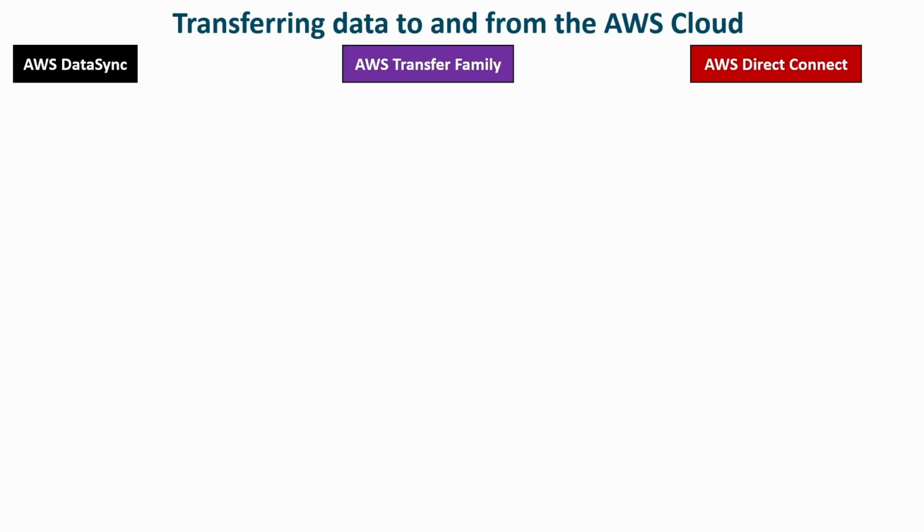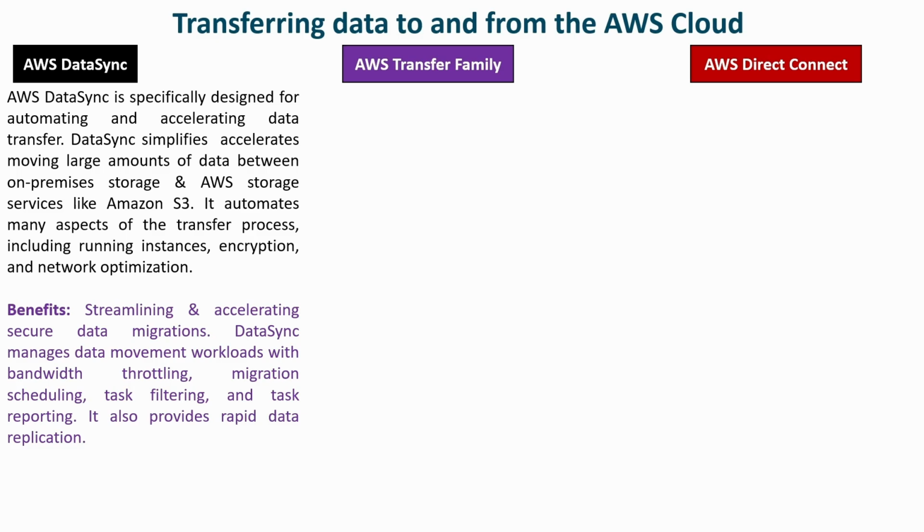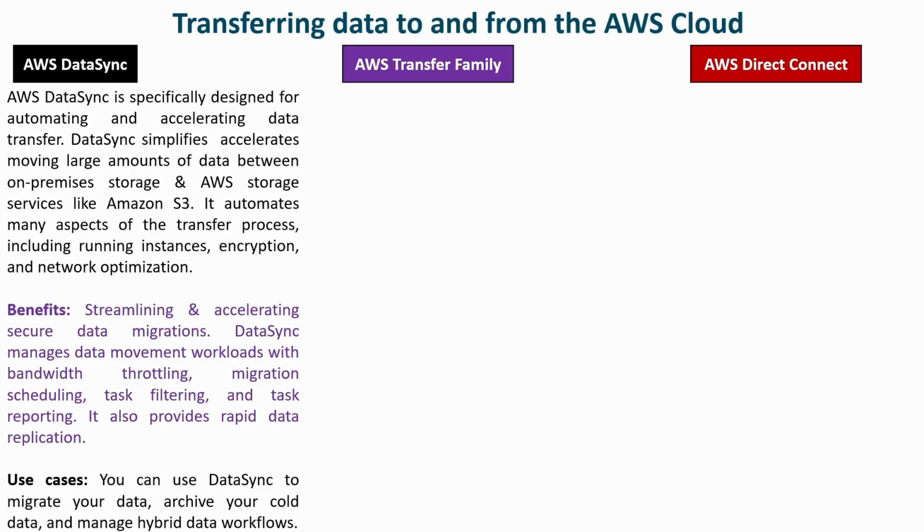DataSync is specifically designed for automating and accelerating data transfer. DataSync simplifies and accelerates moving large amounts of data between on-premises storage and AWS storage services like Amazon S3. It automates many aspects of the transfer process, including running instances, encryption, and network optimizations. The benefits include streamlining and accelerating secure data migrations. DataSync manages data movement workloads with bandwidth throttling, migration scheduling, task filtering, and task reporting. It also provides rapid data replication. If we talk about use cases, you can use DataSync to migrate your data, archive your cold data, and manage hybrid data workflows.